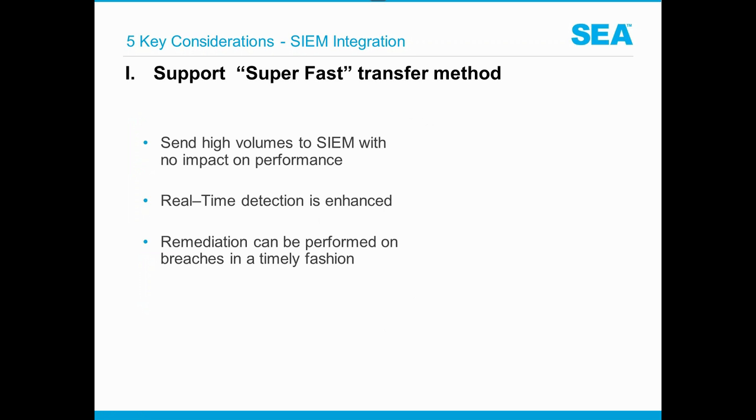Starting with the transfer method, this must be a super fast method or technique while still allowing for sending large amounts of information without impacting overall network traffic to the SIEM. This transmission speed increases the likelihood that suspicious activities will be detected almost immediately, and a remediation process can be implemented before serious damage is done by the potential breach.